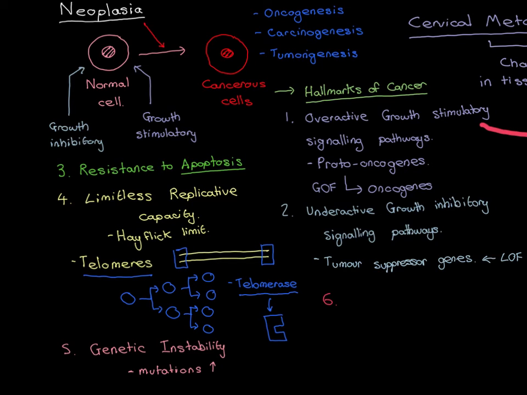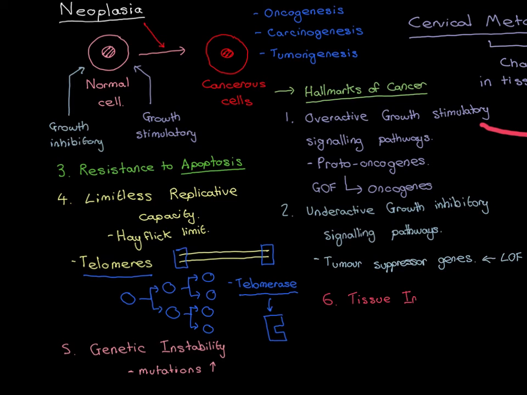It has to be capable of invading the surrounding tissue. It has to be capable of invading tissue where there are normal cells and destroying that tissue. Okay, so property number 6 is that the cells have the ability to invade the surrounding tissue.